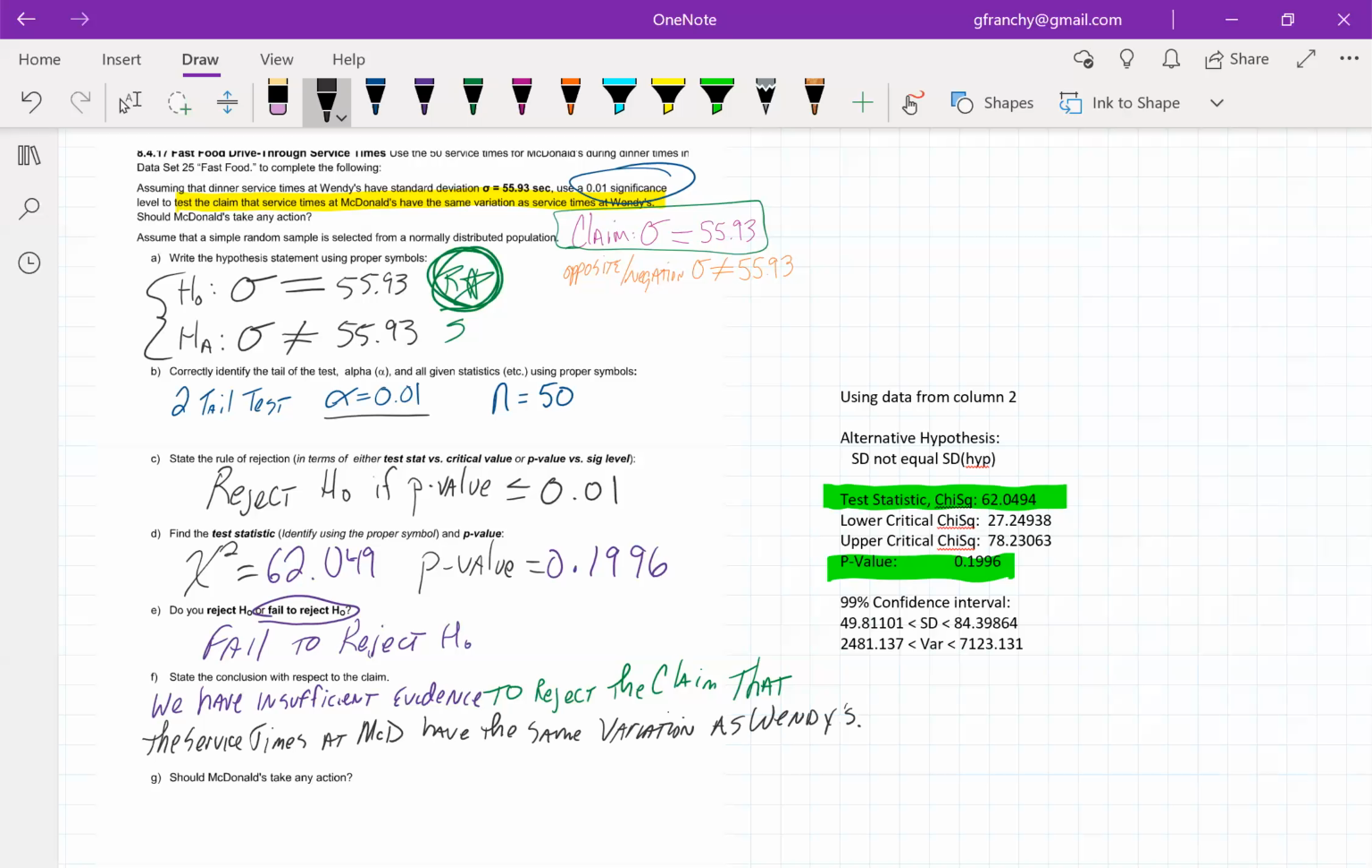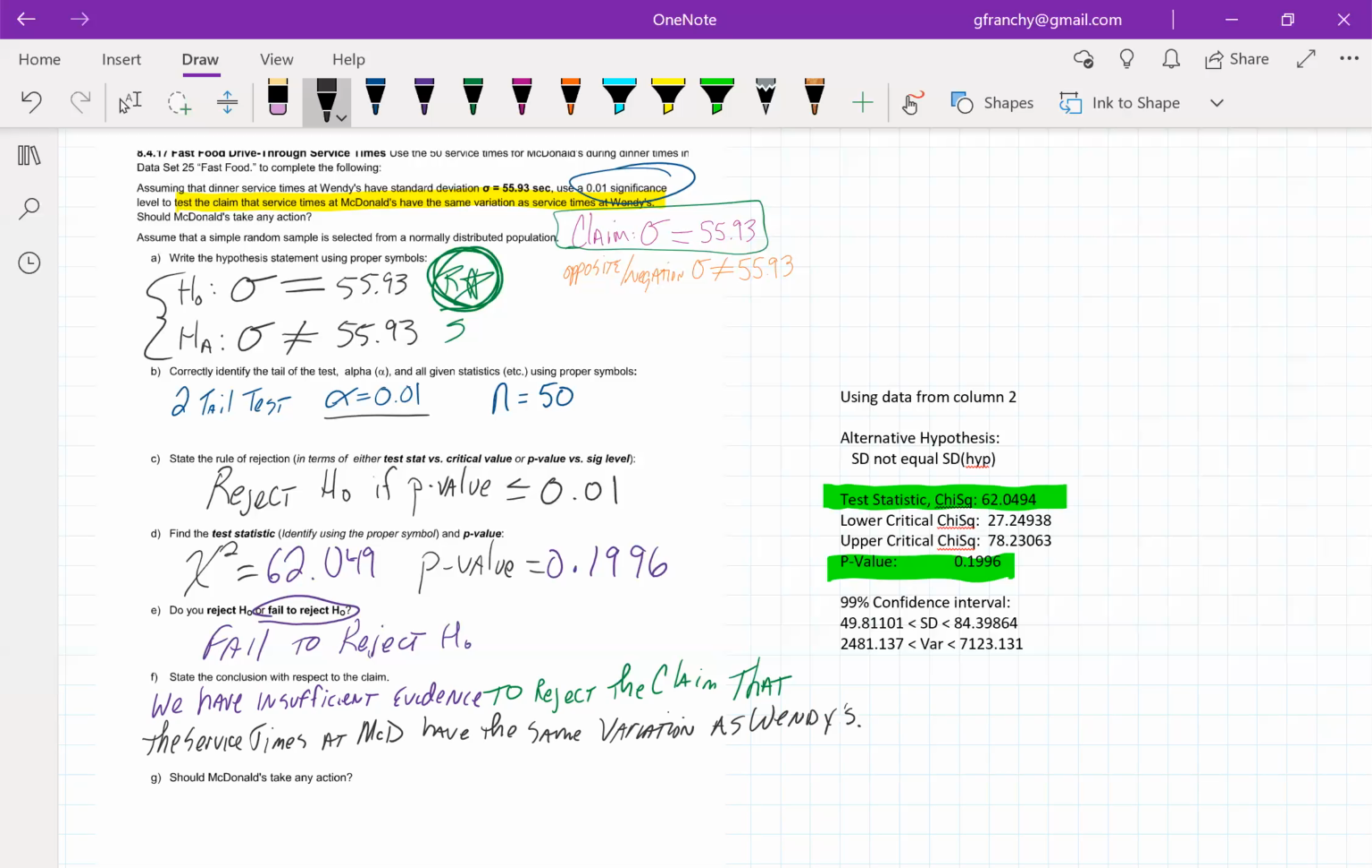Now let's go back and read it all the way through. We have insufficient evidence to reject the claim that the service times are the same. So if we can't say that they're not the same, we just have to go under the idea that they're the same. They might not be exactly the same, but we don't have enough evidence to say that they're different. So as far as we're concerned, the standard deviation of McDonald's dinner time service times is comparable, is basically the same as that of Wendy's.